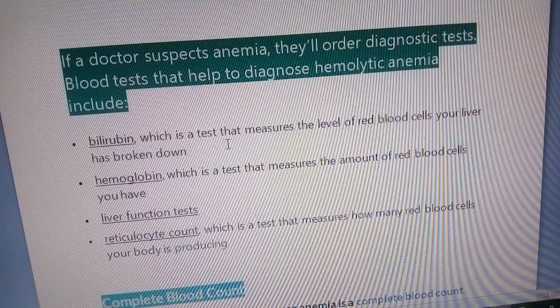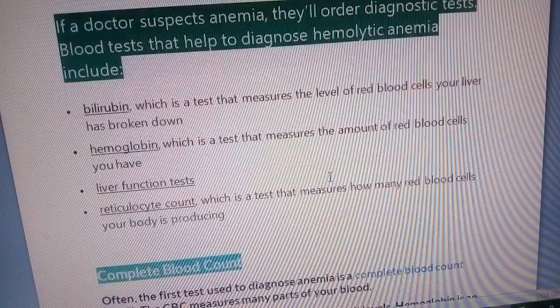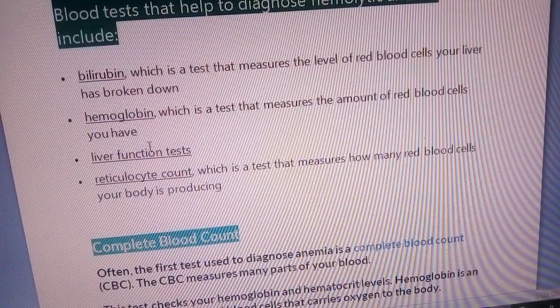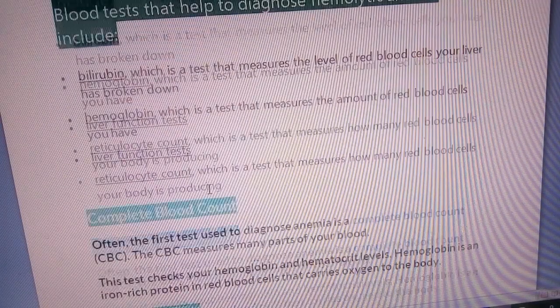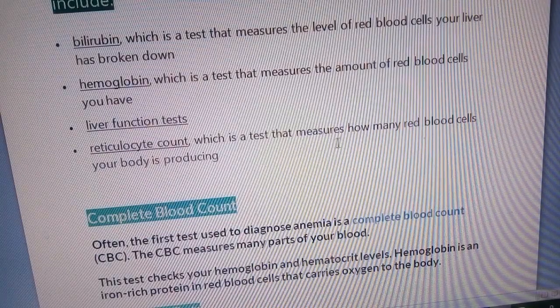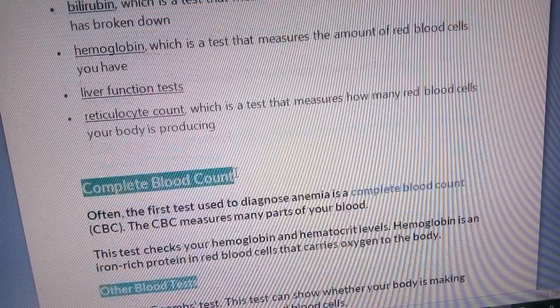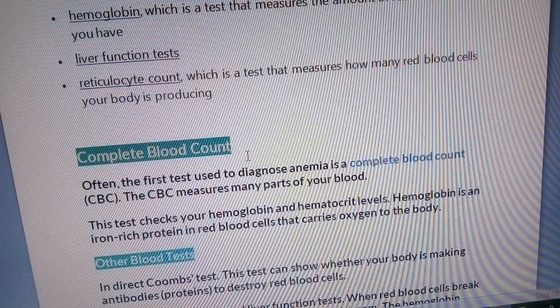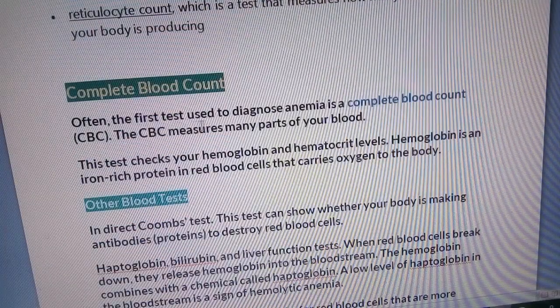What is bilirubin? It is a test that measures the level of red blood cells your liver has broken down. Hemoglobin is a test that measures the amount of red blood cells you have. Another is the liver function test, and another is the reticulocyte count, which is the test that measures how many red blood cells your body is producing. What is a complete blood count? Often, the first test used to diagnose anemia is a complete blood count (CBC).